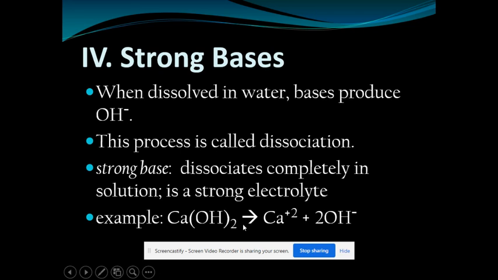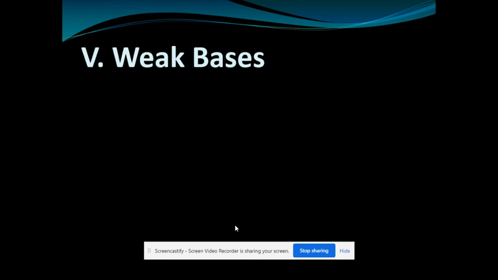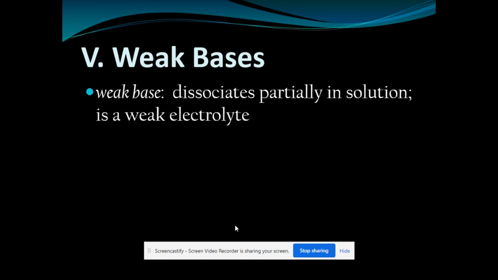And again, here's our visual clue. There's that one direction arrow pointing to the right that says, hey, this is a strong base. And then to finish it off, a weak base. I think you can figure it out. A weak base is weak because it dissociates just partially, 0.01%.